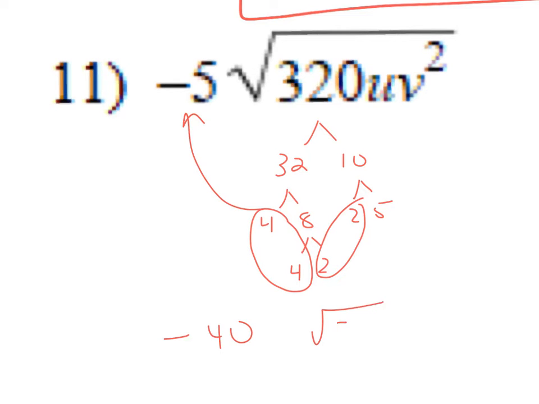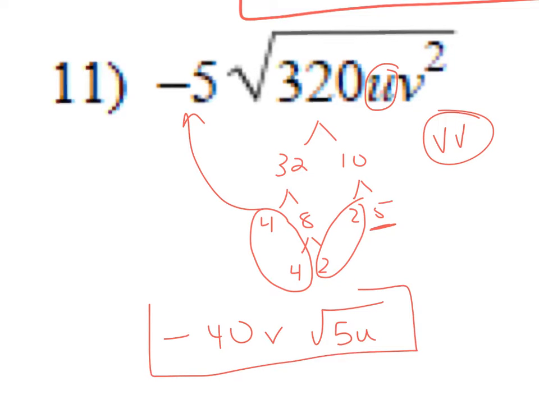Now I have the square root of 5 left over because he didn't have anybody to pair up with and move out. Now the u's, there's only one u here, so there is no pairs. So it's stuck on the inside. The v squared, there are 2 v's. So I pair them up, move them out, and I have 1 v left on the outside. And that's going to be my answer.